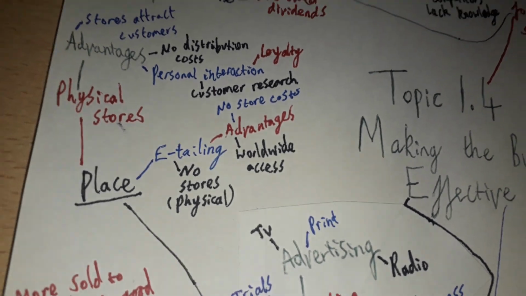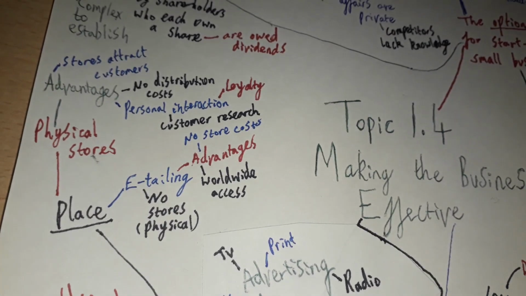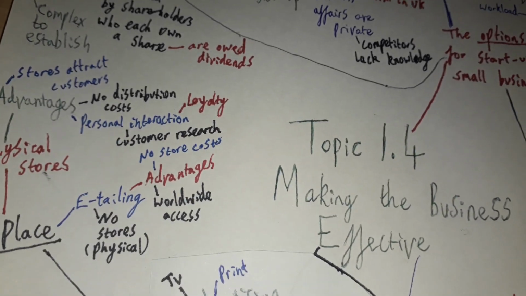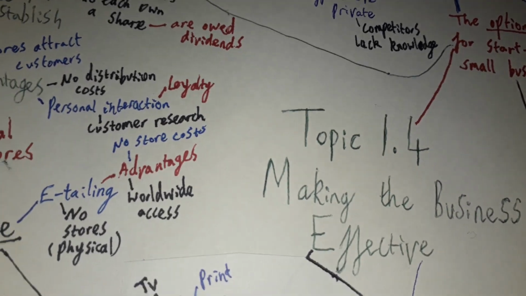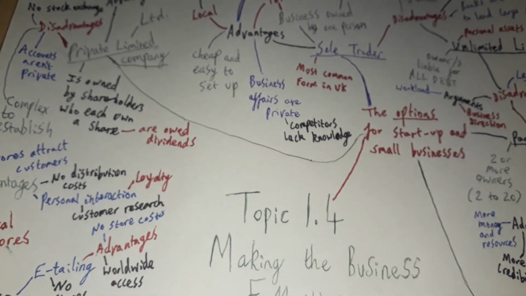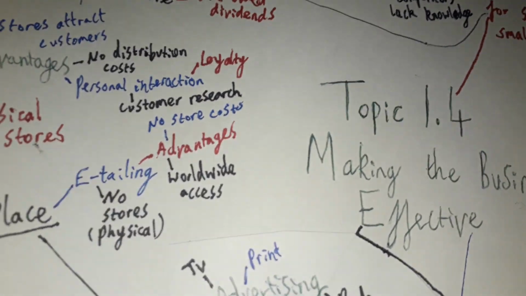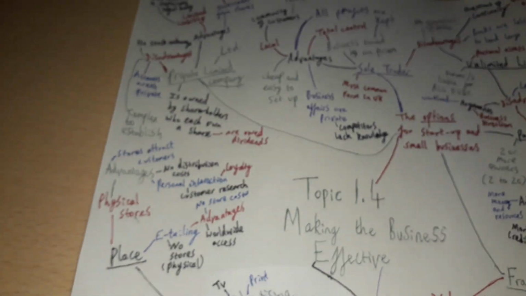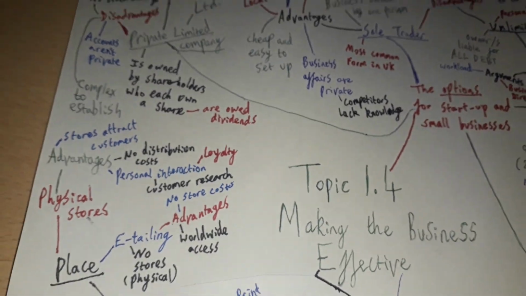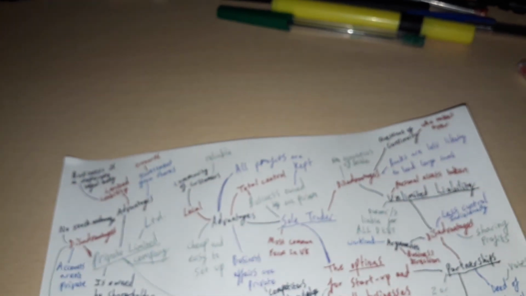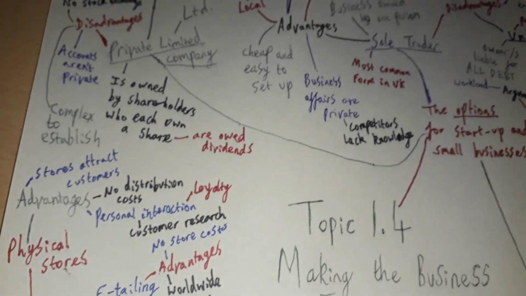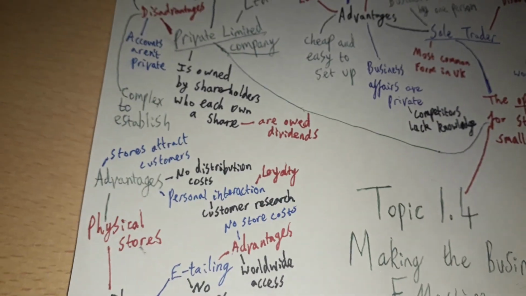E-tailing is when you have no physical stores. The advantages are that there are no store costs, because you don't have any physical stores. You might have some sort of storage, but there are no actual stores. Also, there's worldwide access, so people can get on your website from anywhere in the world, and that can help your business grow quicker than if you had to put up a store everywhere. That could take years, whereas this would not take so long.